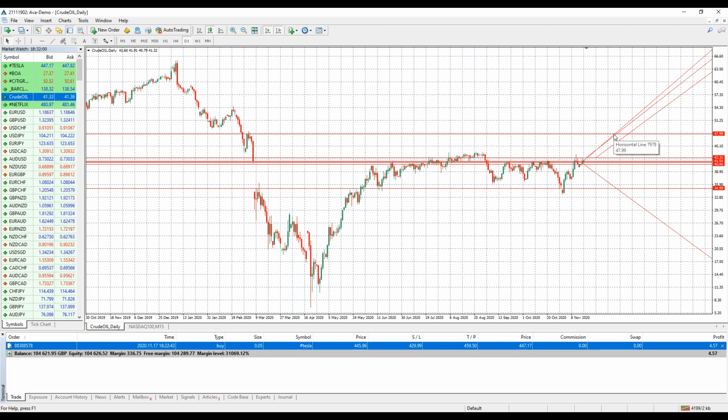I don't think it's quite ready to reach 48 until we get really good news, like the vaccines being passed out and quarantines are ending. That'll shoot oil up to this next resistance level, potentially in a hurry. Okay, that's the next major resistance level up here on the one-day candles.